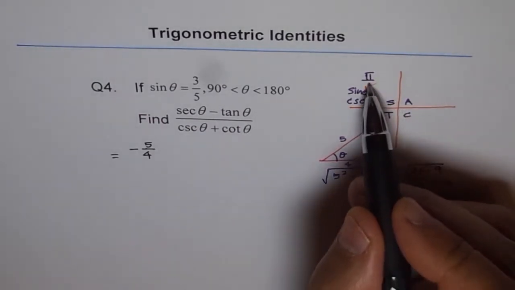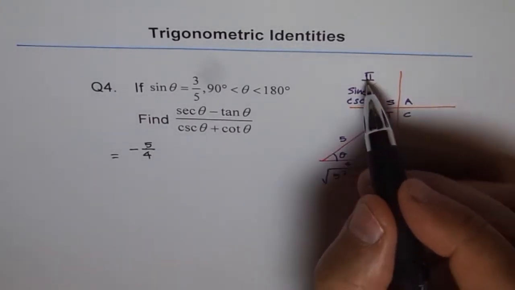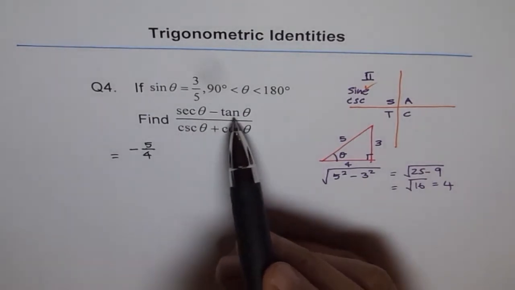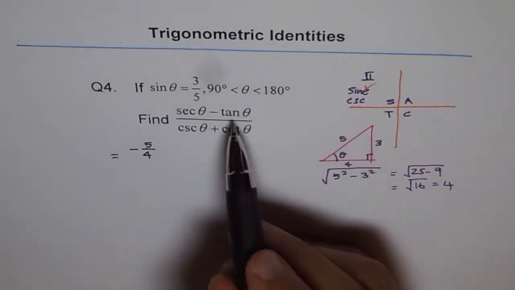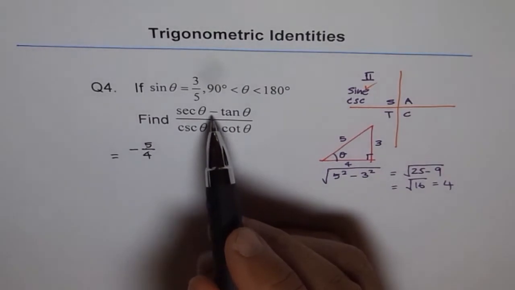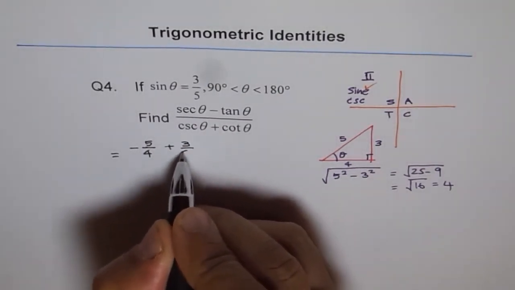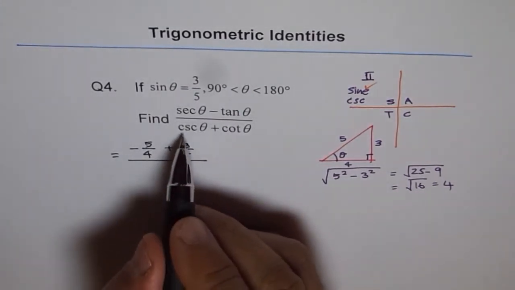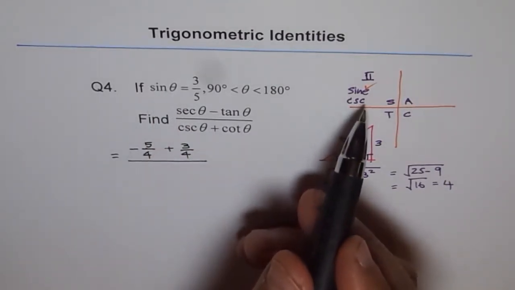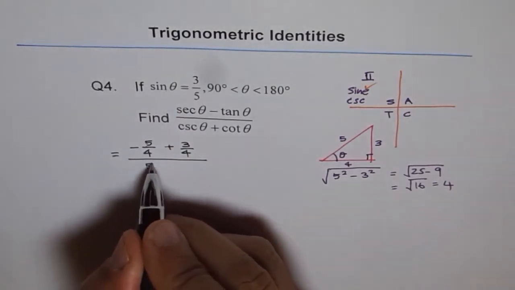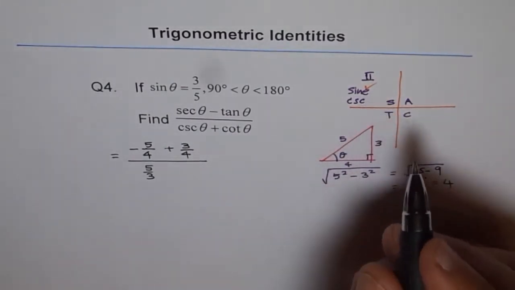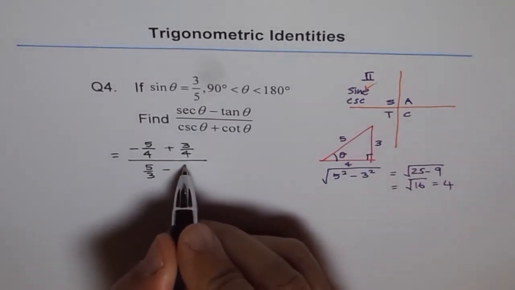So this triangle actually is here. I should have drawn it so that there's no confusion. Anyway, we are in quadrant 2, therefore secant will be negative, and tan will also be negative. Tan theta is opposite over adjacent, so negative 3 over 4, and minus that negative makes it positive. So we have plus 3 over 4 for minus tan theta, divided by cosecant theta. Cosecant theta is the reciprocal of sine, so it has to be positive, 5 over 3, plus cot. Cot is negative in this quadrant, so we write negative 4 over 3.